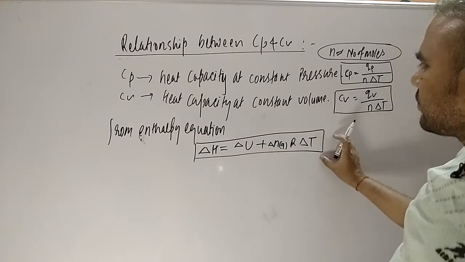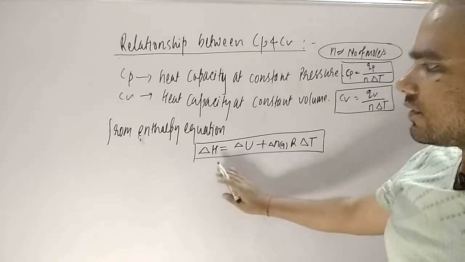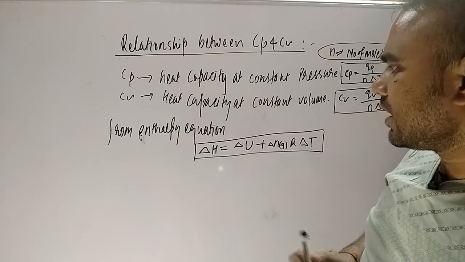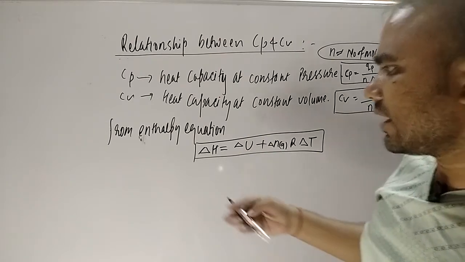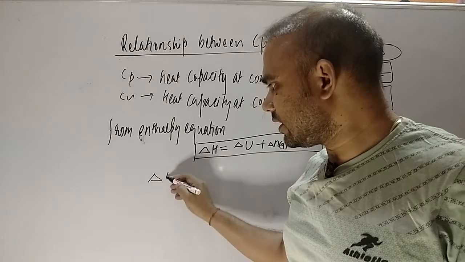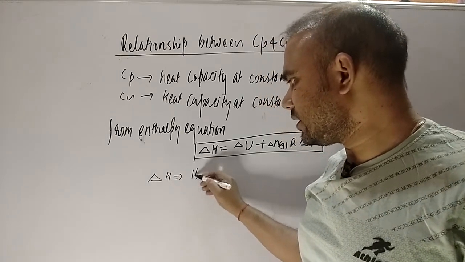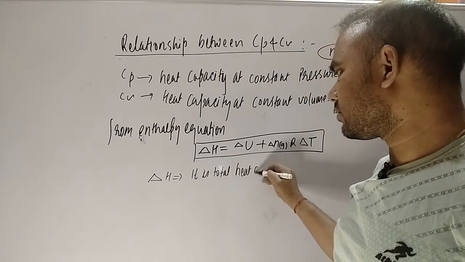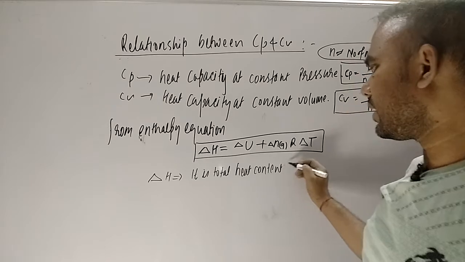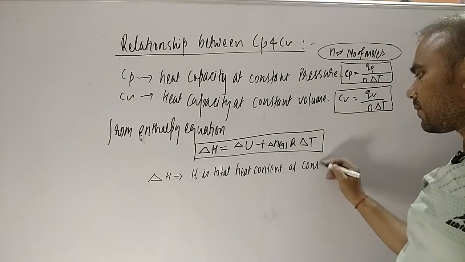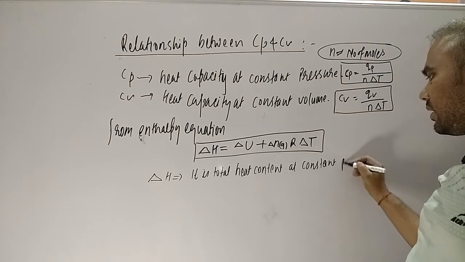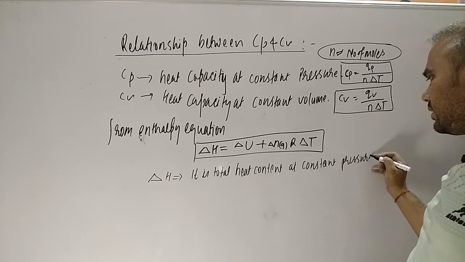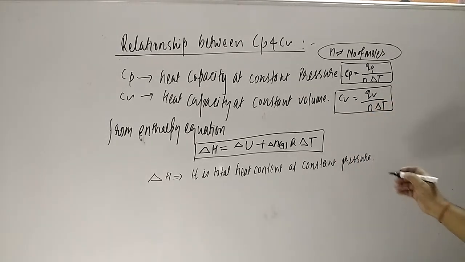Now in this enthalpy equation, what we are going to do, we are firstly trying to understand the meaning of delta H and delta U. So let us try to understand delta H. It is the total heat content at constant pressure, that you have to keep in mind. In short you can write that as QP.